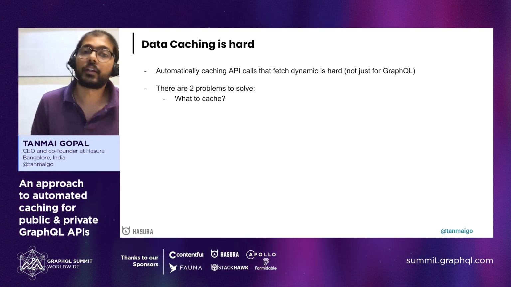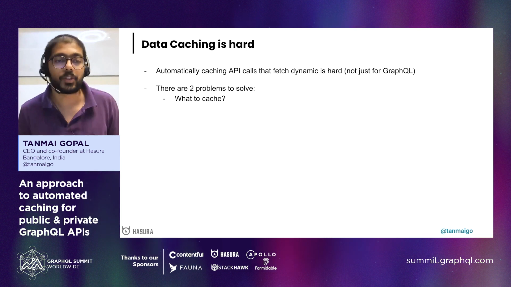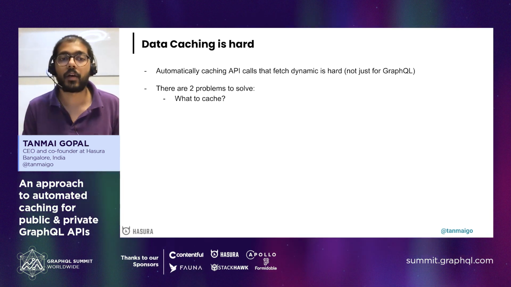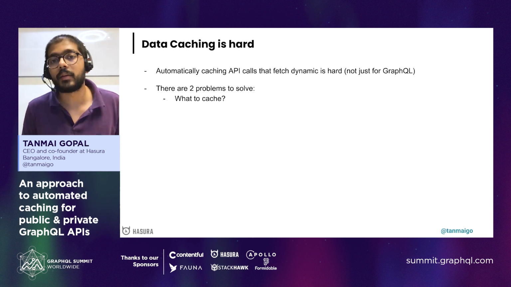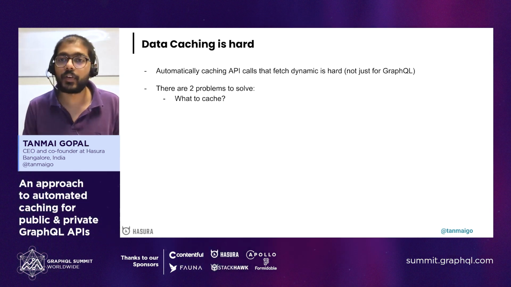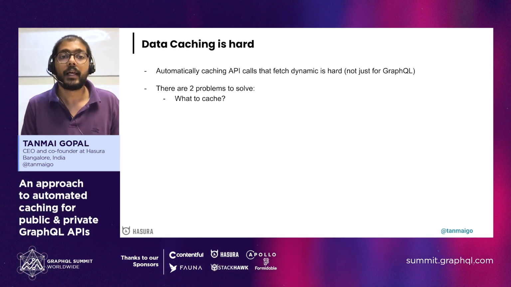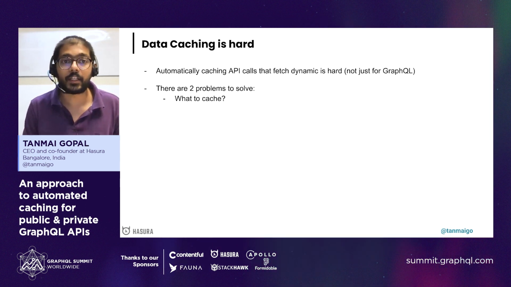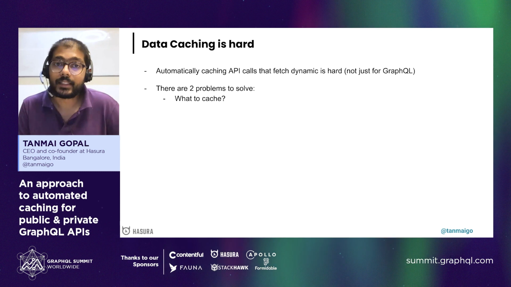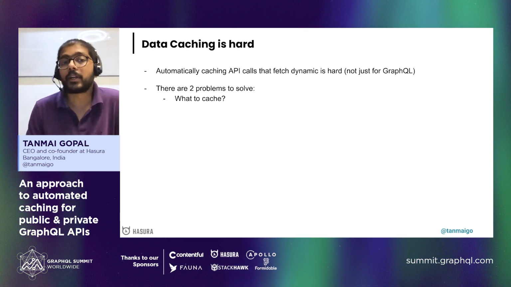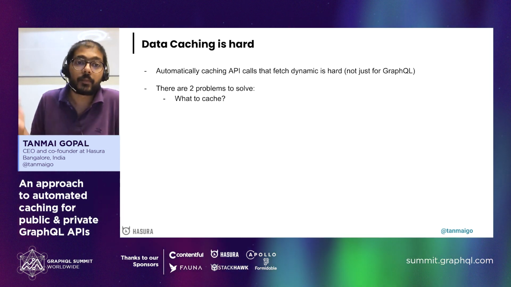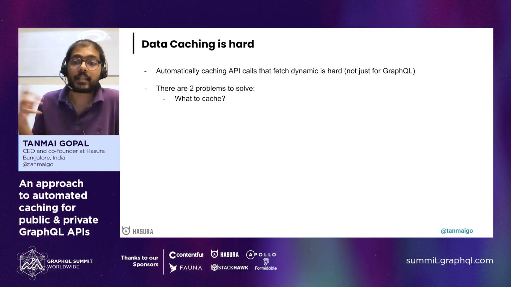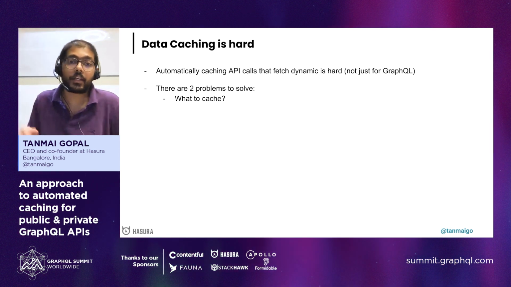For example, let's say there are two users, user one and user two, and they both make an API call to fetch their profile. Now, the API call might be the same. If it's REST, it might be /profile. If it's a GraphQL query, it might be query profile. But the result that is fetched is entirely different because it depends on the identity of the user. So in this case, this API call can't be cached because the data set that is fetched is different. So knowing what to cache is hard because it depends on the identity of the user.